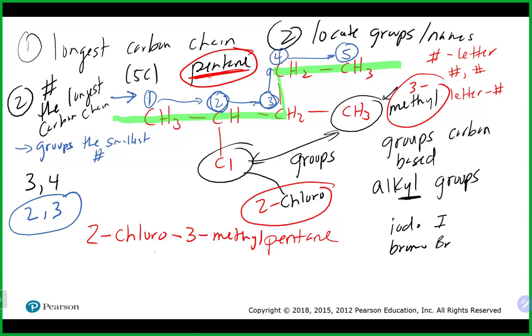Again, a couple of things: dash between number and letter, dash between letter and number, dash between number and letter. Nothing going on there between letter and letter. Just write it together. Any questions on that one?